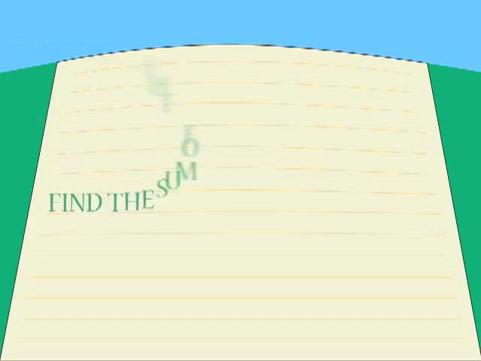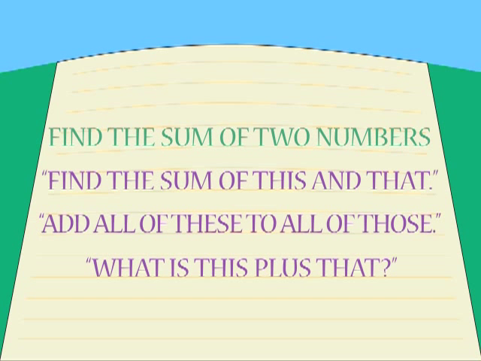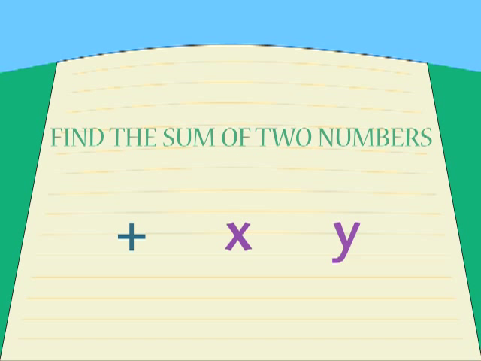Let's try translating some words into symbols. We can start with something easy. Find the sum of this and that. Add all of these to all of those. What is this plus that? A plus sign, an X and a Y does it all. We use two different letters because there's no indication that the two numbers are the same. But in algebra, we change the order slightly and write X plus Y.